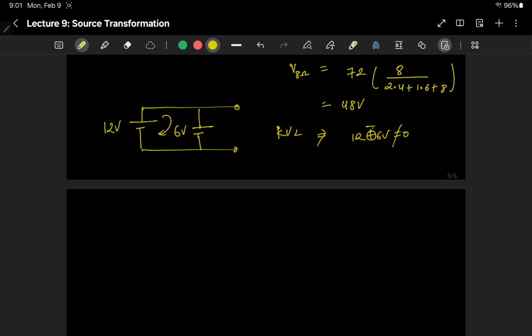So that is why, with source transformation, whenever you are doing this kind of problem, make sure you are only adding voltage sources if they are in series, and only adding current sources if they are in parallel.